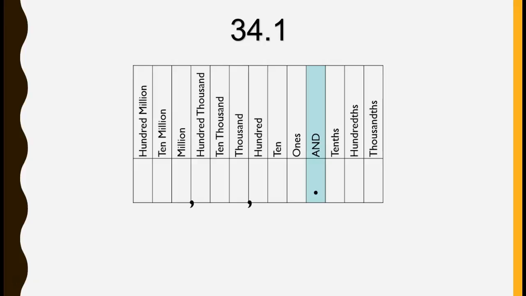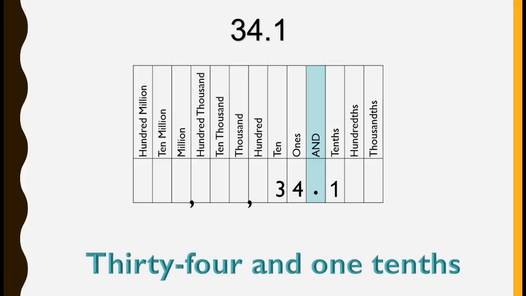So first we're going to put this digit on our place value chart. Here we go. We got it now. So you just got to line up that decimal. And now what you do is you read it as 34 and 1/10. Okay, that's the proper way to read it.